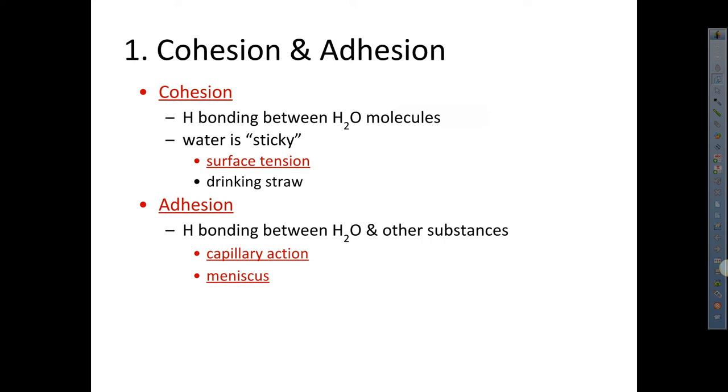Adhesion is when water sticks to another substance or another surface. Whenever you measure water in a graduated cylinder, they say measure at the bottom of the meniscus. That meniscus is that curvy edge of the water, because since water is adhesive, it runs up further on the sides of the graduated cylinder. And so you measure at the bottom of the meniscus to get a more accurate reading of the actual volume of water that you're measuring.